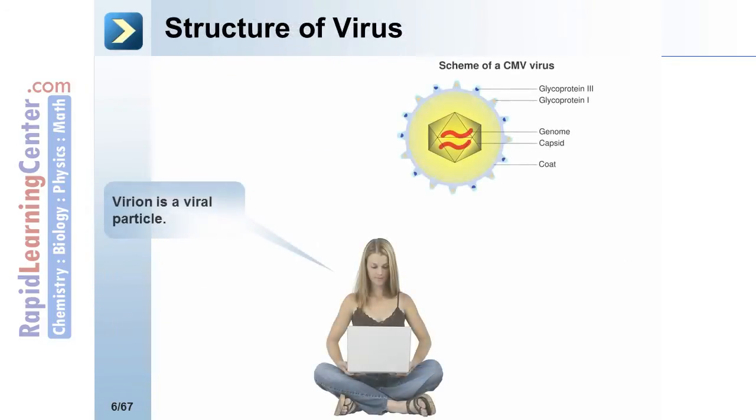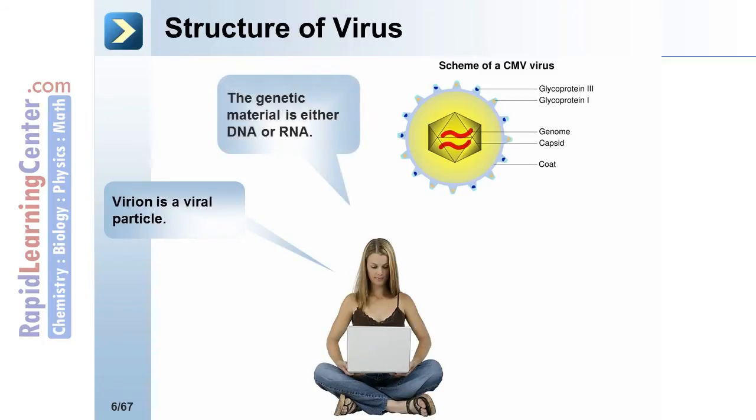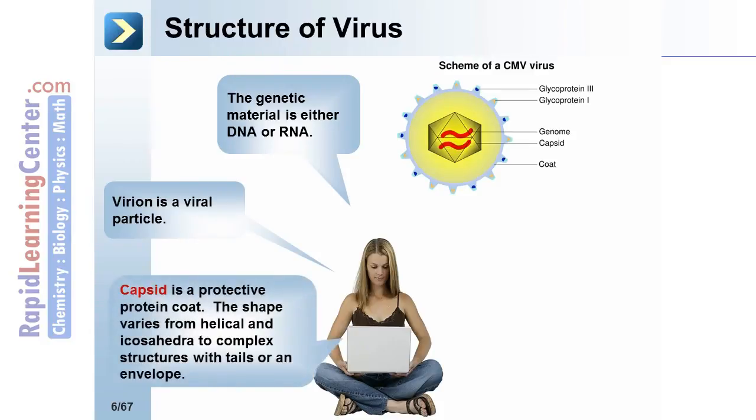Structure of virus. A virion is a viral particle. The genetic material is either DNA or RNA. Capsid: the protective protein coat. The shape varies from helical and icosahedral to complex structures with tails or an envelope.